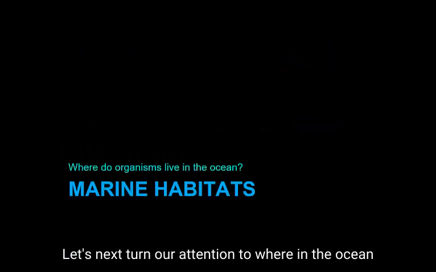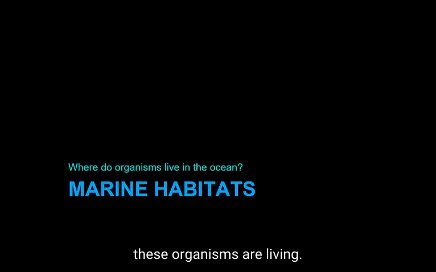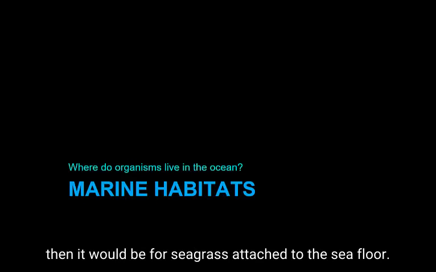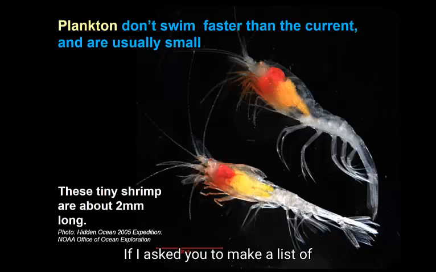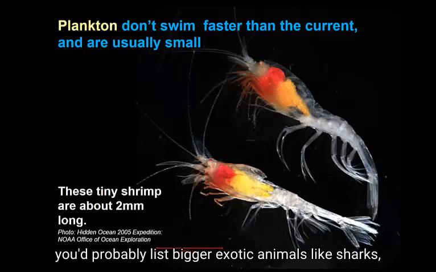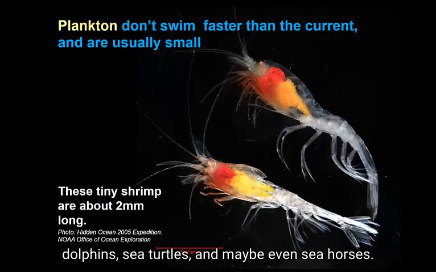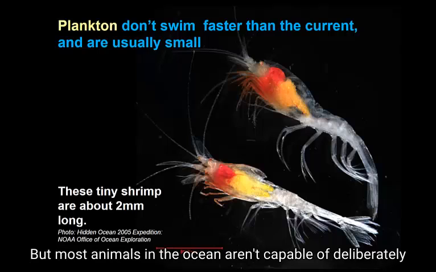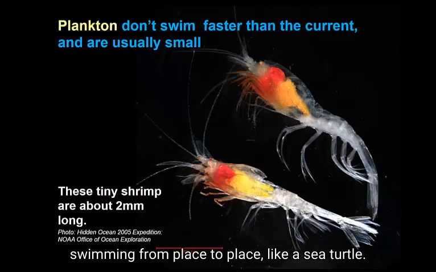Let's next turn our attention to where in the ocean these organisms are living. Life would be pretty different for a shark swimming around in the water than it would be for seagrass attached to the seafloor. If I ask you to make a list of things that live in the ocean, you'd probably list bigger exotic animals like sharks, dolphins, sea turtles, and maybe even seahorses. But most animals in the ocean aren't capable of deliberately swimming from place to place like a sea turtle.